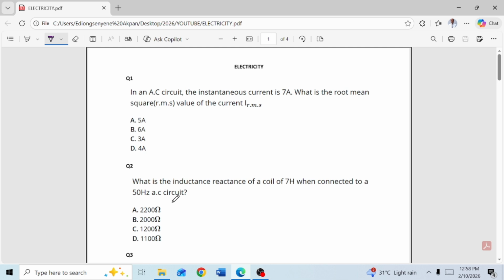In today's video, we want to solve JAMB UTME physics past questions and we are picking electricity. Electricity is a very important topic in physics. There is no JAMB exam you write without seeing an electricity question.